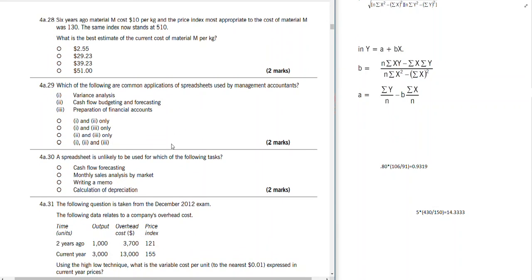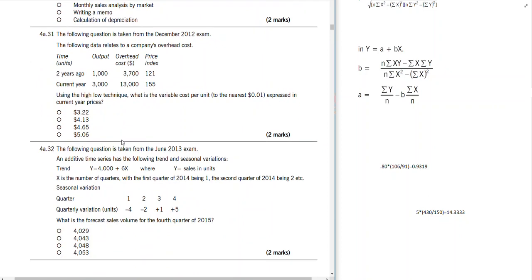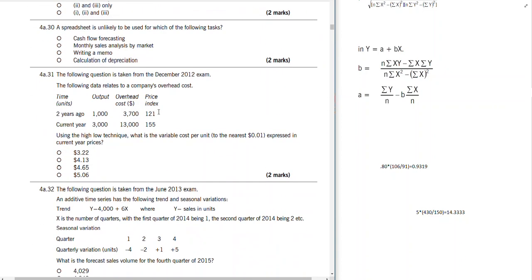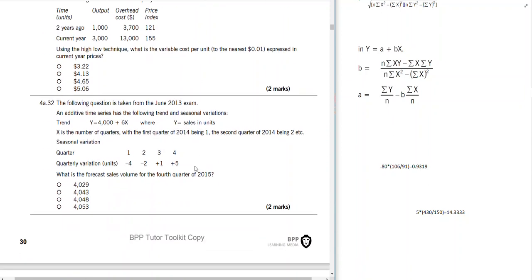Which of the following are common applications of spreadsheets by management accountants? I think we have already done this in the information chapter, I believe. Using the high-low method, what is the variable cost per unit? The high-low method we have already done.